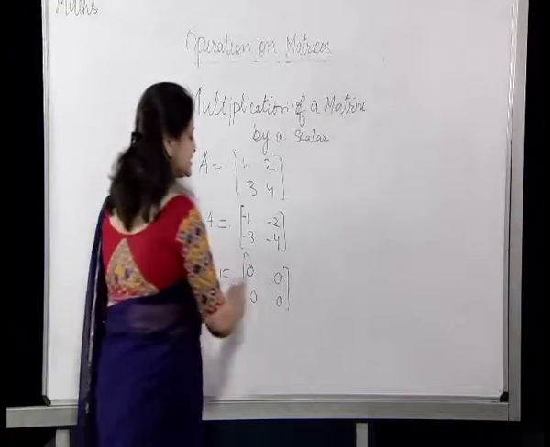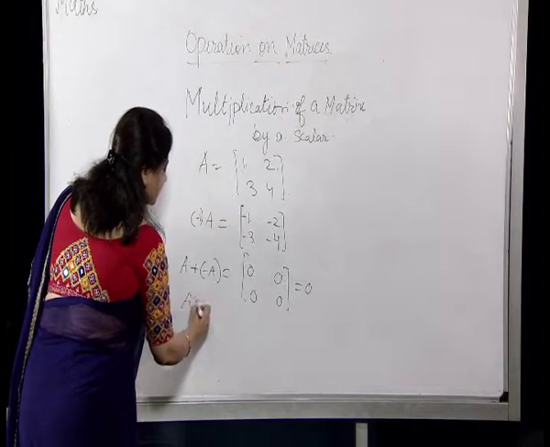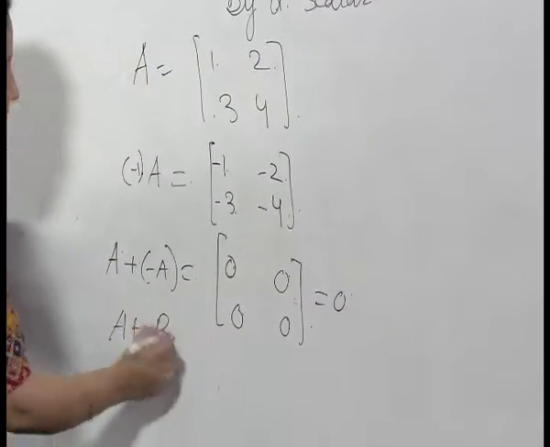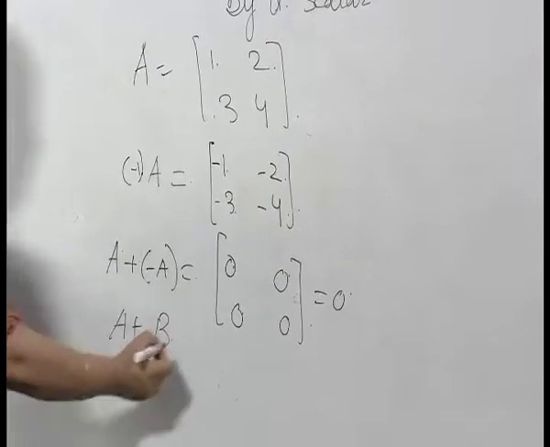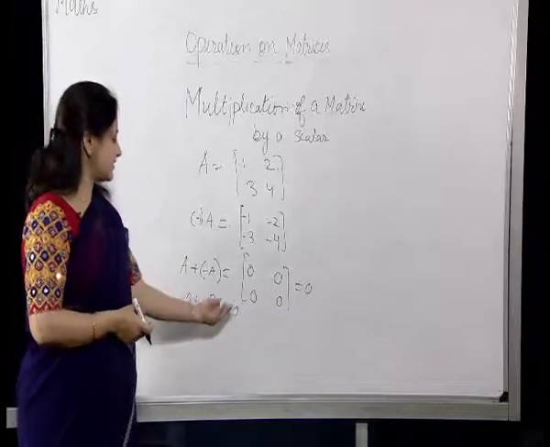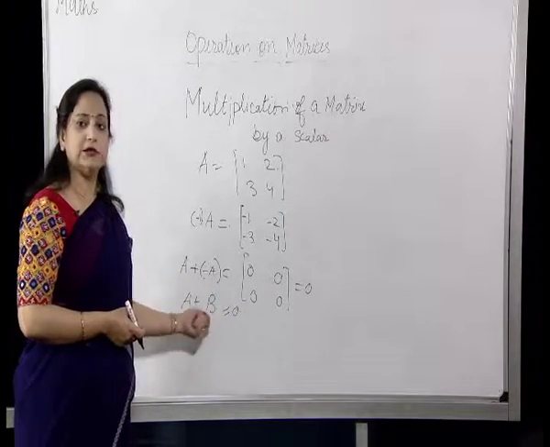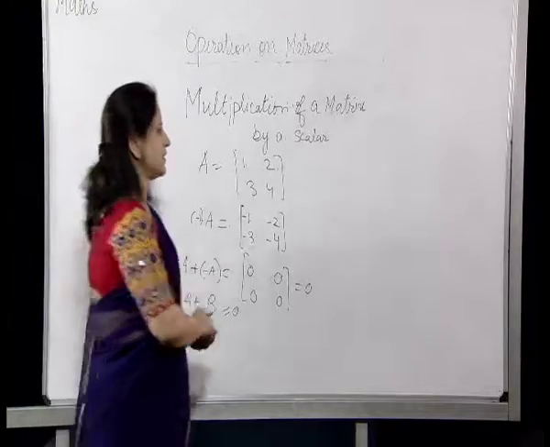So what is this? This is a 0 matrix, and that means if I write this matrix as B, what will you get? A plus B equal to 0. If you get the sum of the two matrices as 0, then this B is called the additive inverse.